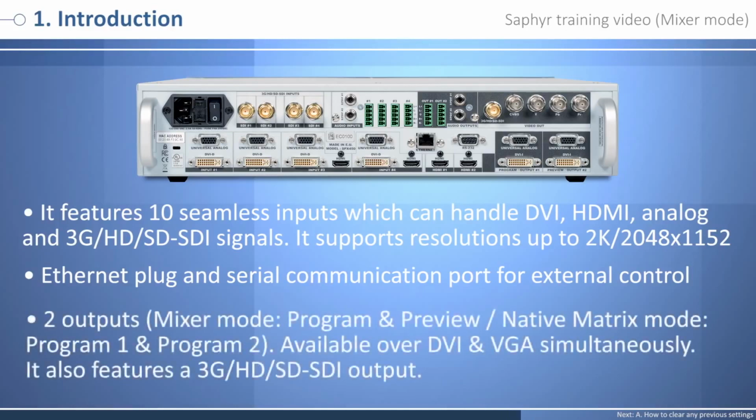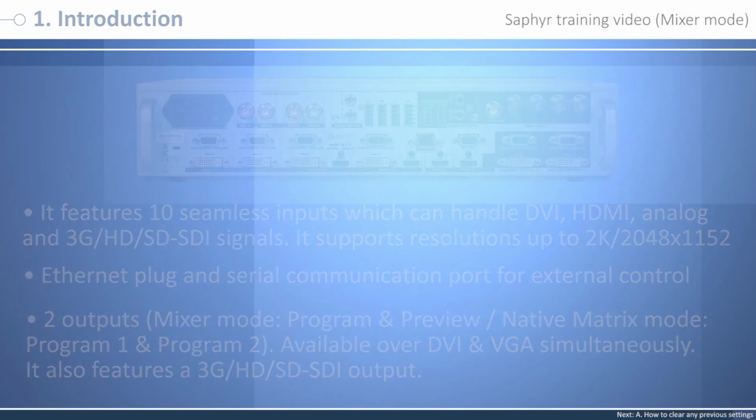It features 2 outputs, in mixer mode, program and preview, and in native matrix mode, program number 1 and program number 2. Both outputs available over DVI and VGA simultaneously. It also features a 3G HD SD SDI output linked to either of the 2 other outputs.